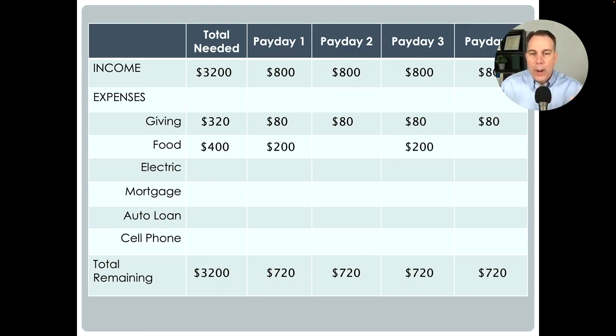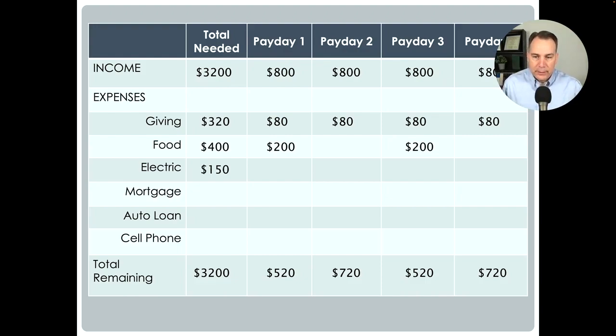Now we're going to say, okay, when are we going to spend that? Well, they're going to take $200 from their first paycheck and $200 from their third paycheck to distribute that $400 across the month. And we can see that the balances now for those individual paychecks go down.